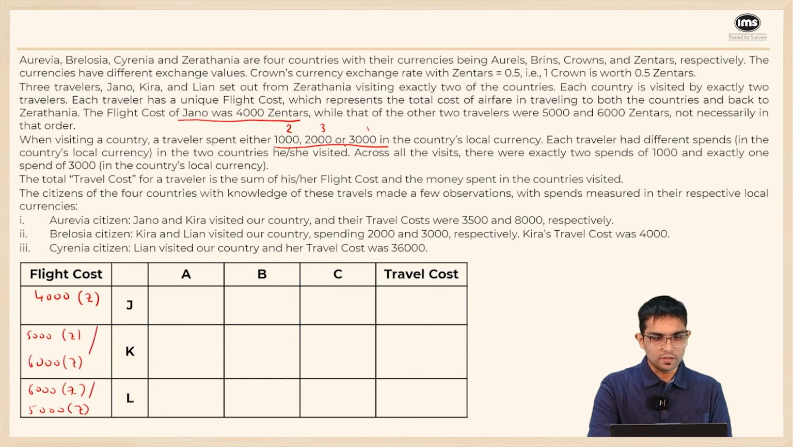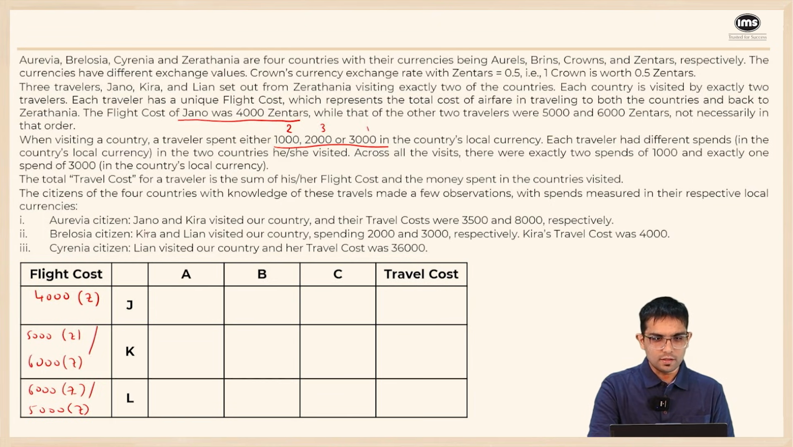Every person is visiting every country exactly twice, and every country is visited by exactly two people. So there will be exactly one cross in each row and each column. Travel cost is given by the citizen in their local currency. So let's understand them one by one.